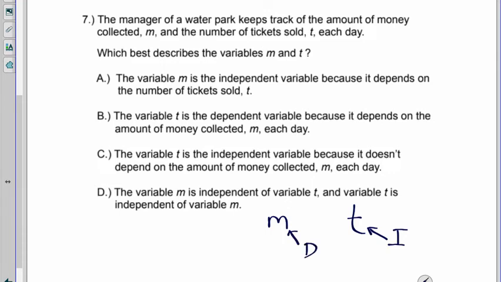Well, this first one's wrong because it says the variable m is independent. The second one's wrong because it says the variable t is dependent. The third one is plausible. It says the variable t is independent. Well, that's good. And it says it doesn't depend on the amount of money collected. That's true. So I think this is looking pretty good. Let's look at the last one. The variable m is independent. Nope, that's wrong. Here's your answer.